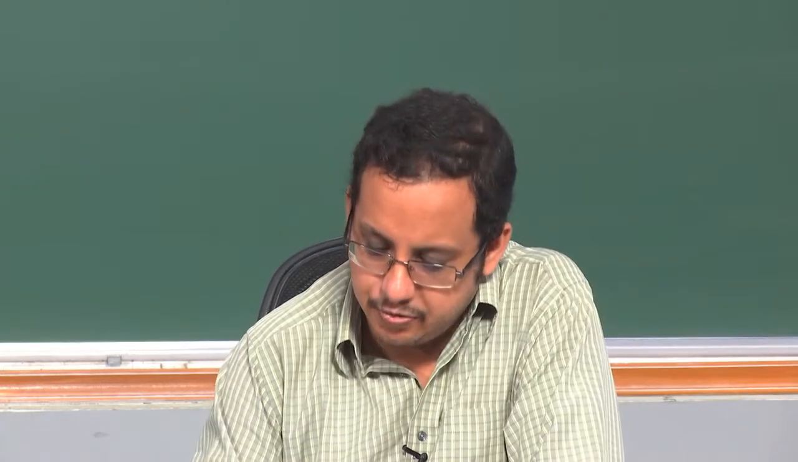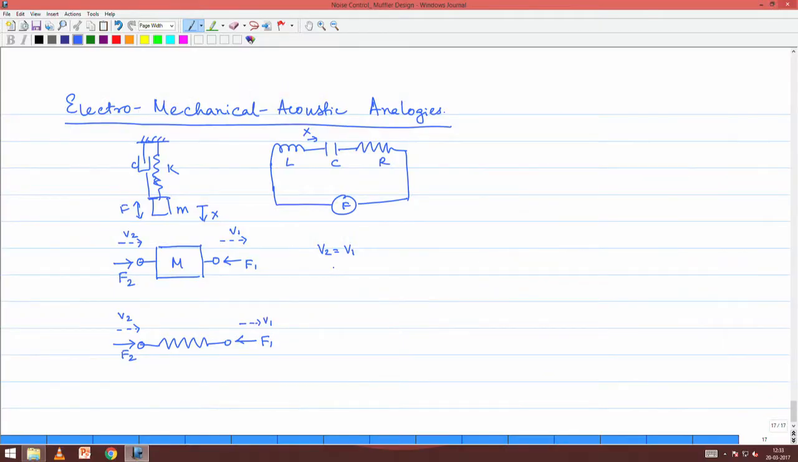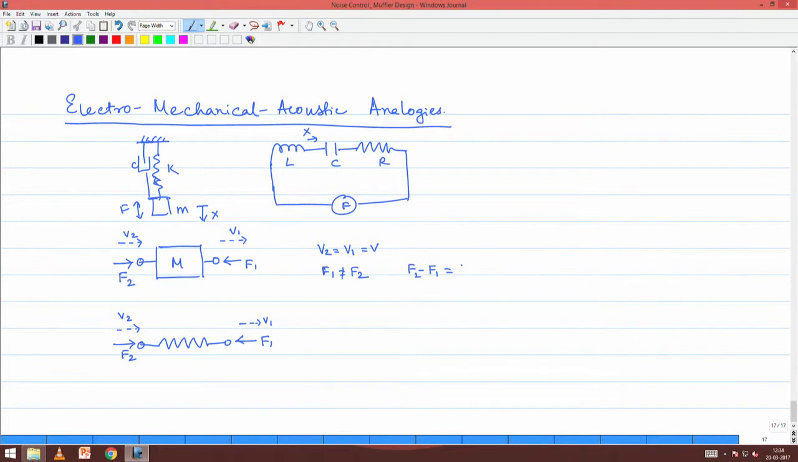But physically there is nothing which forbids us to apply two different forces to the mass at the two different faces. So in general F1 need not be equal to F2. But then how do you relate the forces with the velocities? So V2 equals V1 equals V, let us say. How do you relate the forces with the velocities? Good old Newton's law says that mass times rate of change of velocity is equal to total force. What is the total force? F2 minus F1. That should be equal to mass times dV/dt.